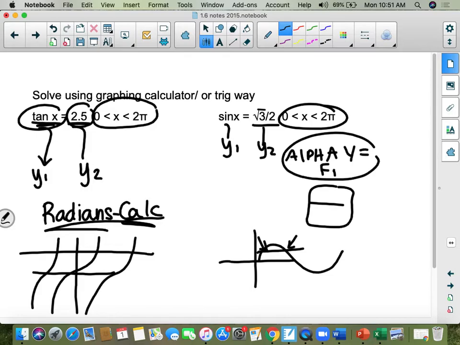I want to figure out what the answer is here. I'm changing my window from 0 to 2 pi for my x values, and I think I'm going to change it from 0 to 10 for my y value. No, 0 to 5 for my y value. I'm going to go a little higher. I'm going to go back to my window and change it to 0 to 8 for my y value.